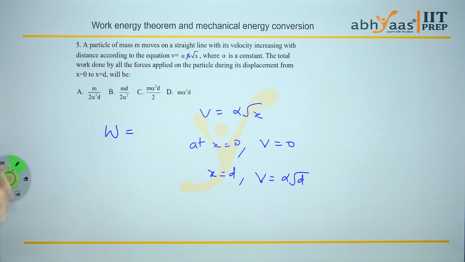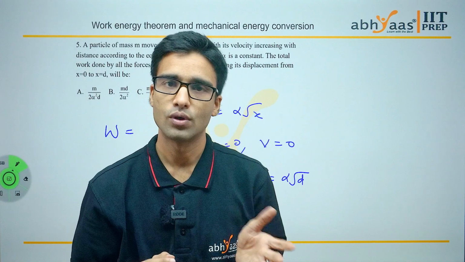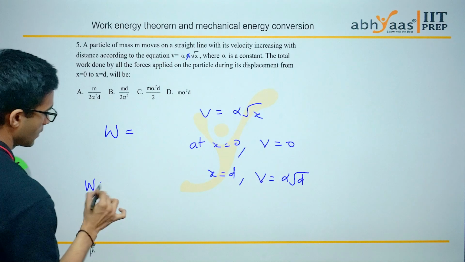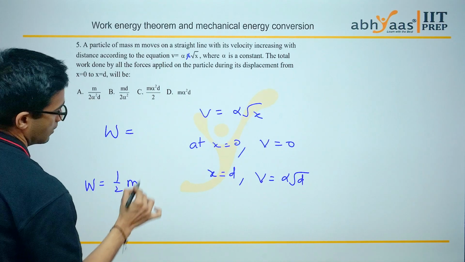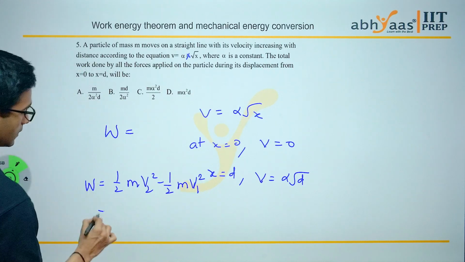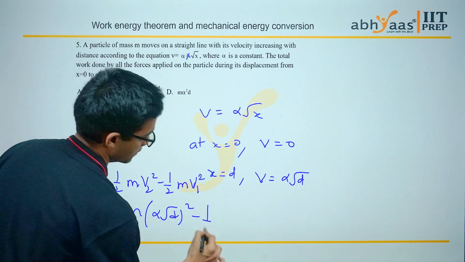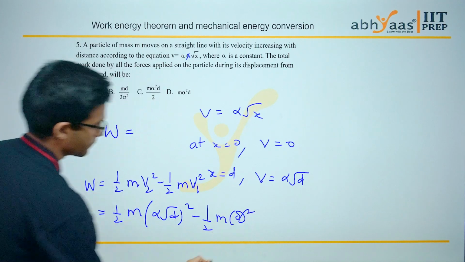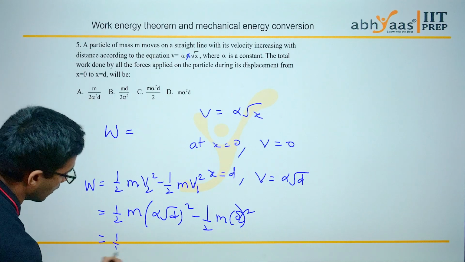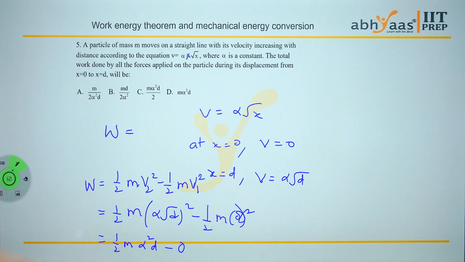From the work energy theorem, work done equals change in kinetic energy, that is half m v2 square minus half m v1 square. That is half m into alpha root d square minus half m into 0 square. So half m alpha square d minus 0, so m alpha square d by 2 is the work done. Simple, not even one line. If you understand that, you can get the answer.